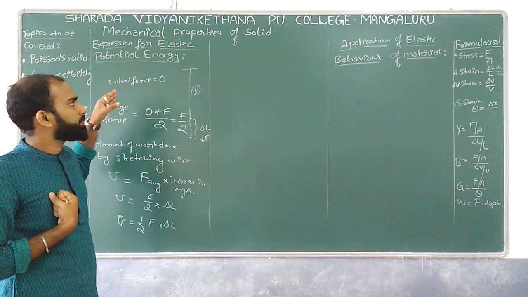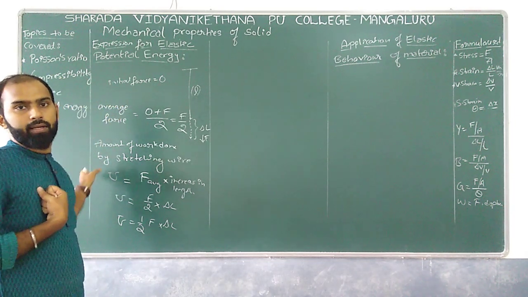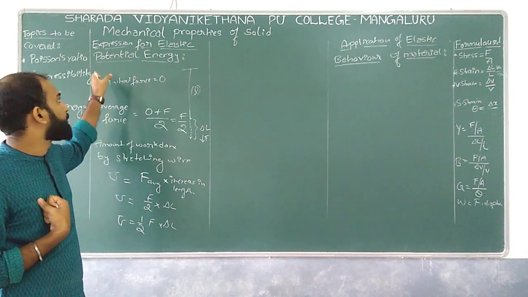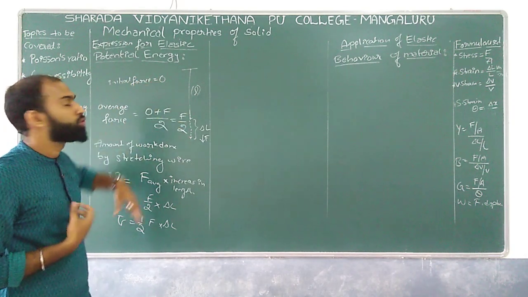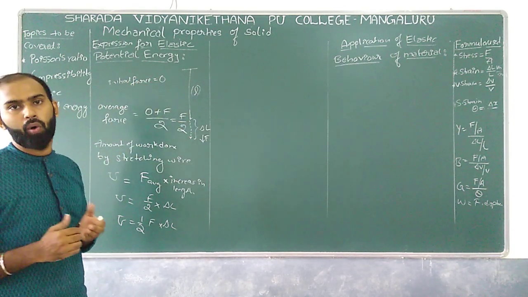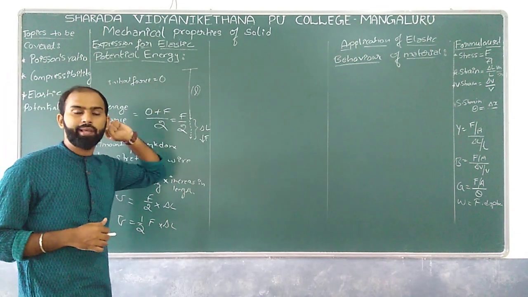That is one point. Now what do we need? We need the potential energy per unit volume. So if I want to get the potential energy per unit volume, what is the volume of this wire I can take over here?